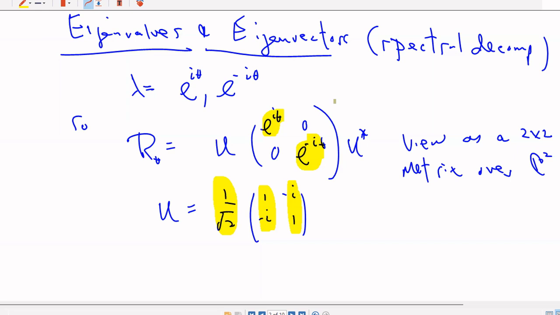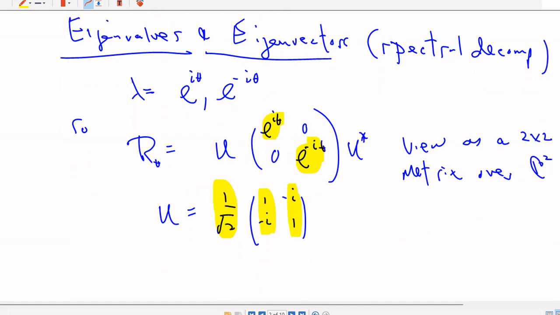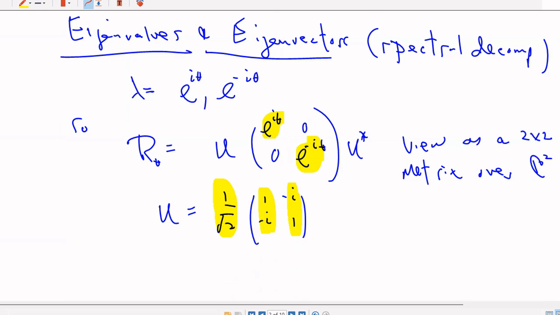Well, that diagonal you could put on the left, because it's a diagonal matrix, right? So those commute. Oh no, it does not necessarily commute with U. Oh, it doesn't commute with U? No, not necessarily, because if these numbers were equal it would, but they are different. But if these are the eigenvalues, they should be able to be written in that form: R theta times U equals eigenvalues times U?